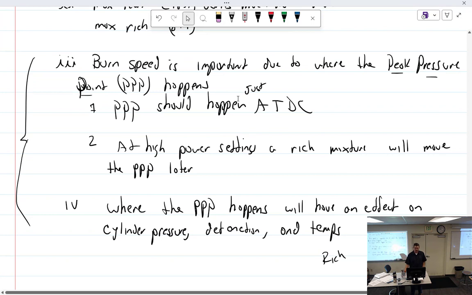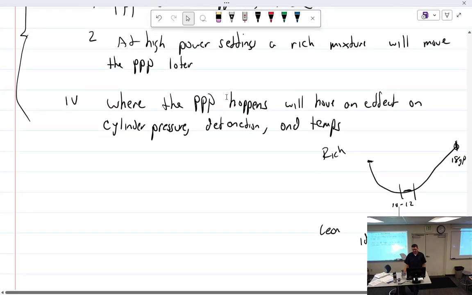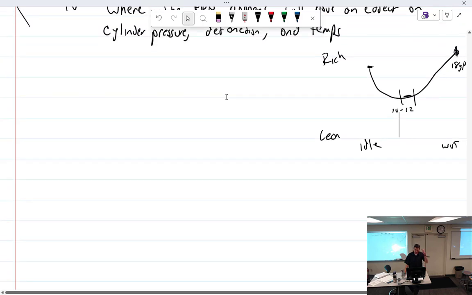And so hopefully understand that right here, running rich is going to move that peak pressure point closer to top dead center or away from top dead center? Away from it, where the piston's starting to come down a little bit more. And that's going to help the cylinders run a little cooler. It's going to prevent detonation. Oh, that's why it cools. Yeah, because I always talk about fuel's cooling. Yeah, that and just running more liquid fuel.